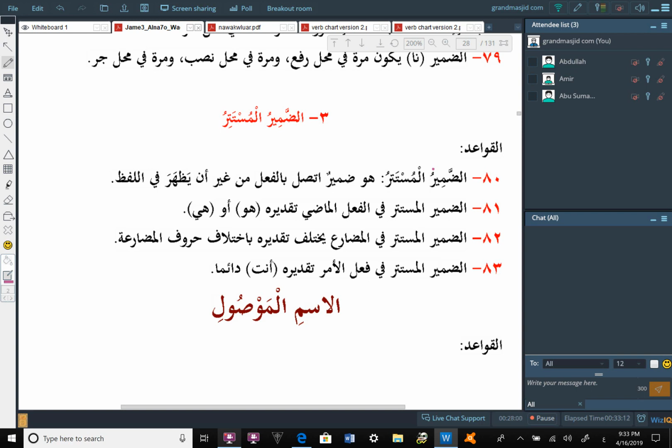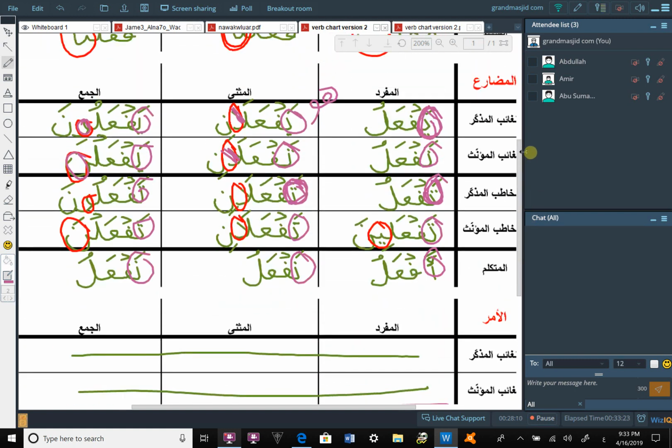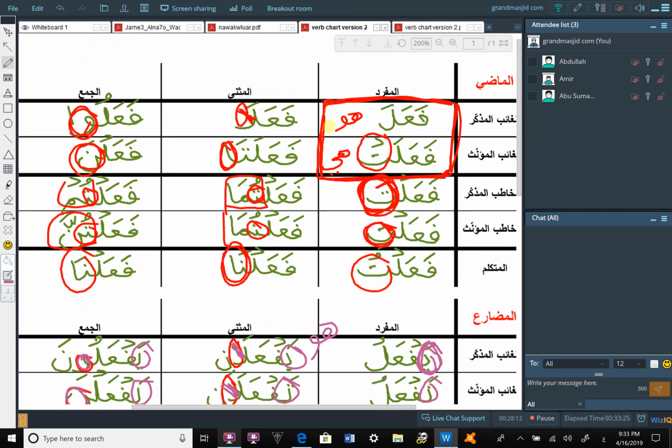الضمير المستتر في الفعل الماضي تقديره هو أو هي. In the past tense, the only thing we're going to see hidden is huwa or hiya. That's the only ones that are hidden. Everything else we can see them. The alif al-ithnain, the waw al-jama', the noon and niswa, or the ta, or the na, right?